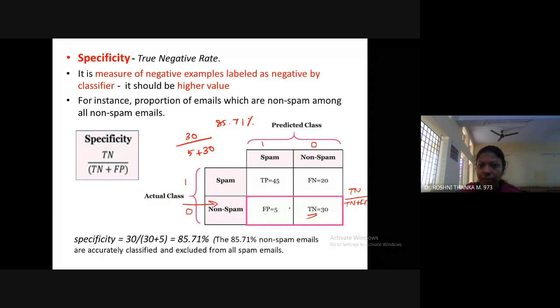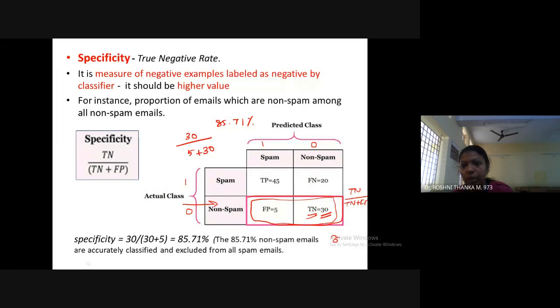Out of these 35 ham mails, only 30 are correctly classified. So we can say 85.71% of non-spam mails are accurately classified. And here also you should remember, we are not considering the spam mail. We are considering only the ham mails. Ham mails means not spam mails. Out of not spam mails, 30 are correctly classified out of 35.